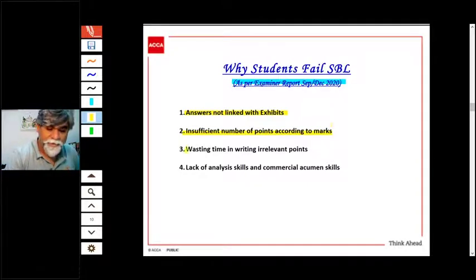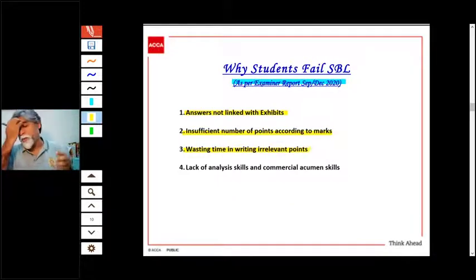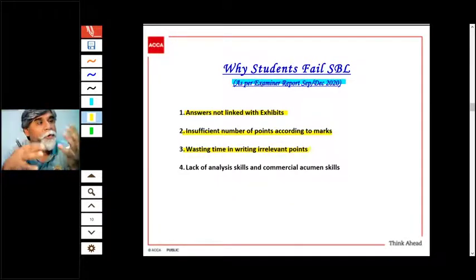And then wasting time in writing irrelevant points. So again, when students don't refer to the exhibits or they struggle to find information from the exhibits, they try to write general stuff here and there, non-relevant. You will not get marks if you write general stuff in SBL or non-relevant stuff in SBL. You will lose precious time and you will not get marks.